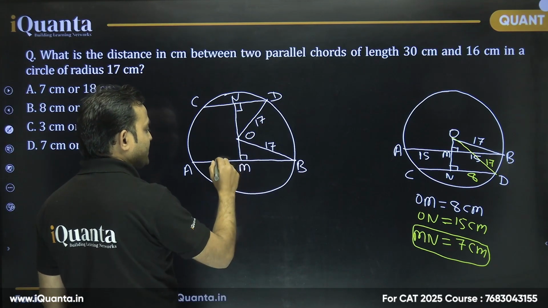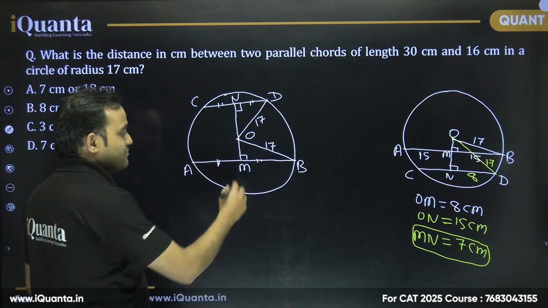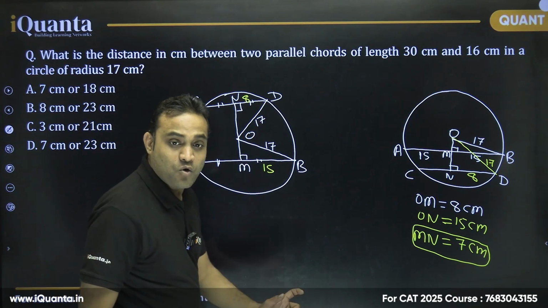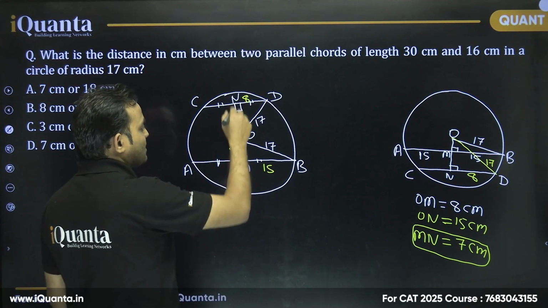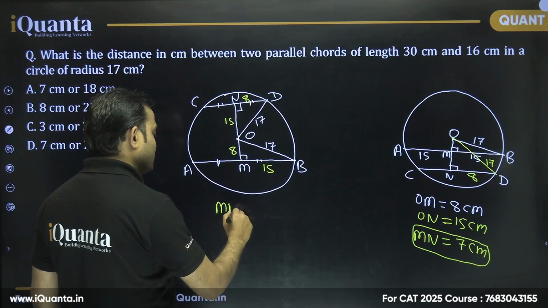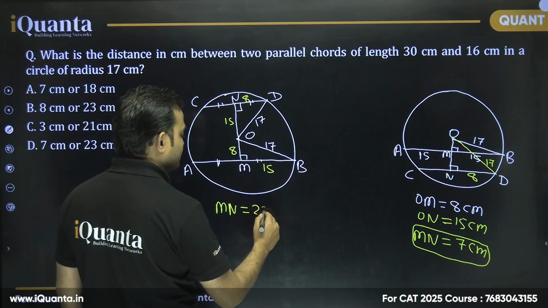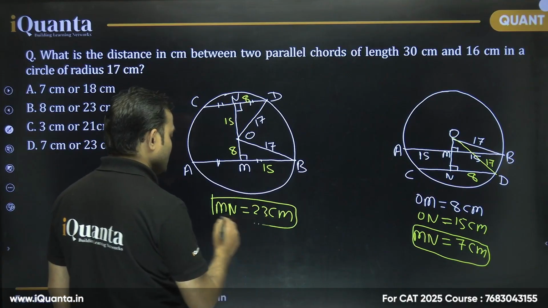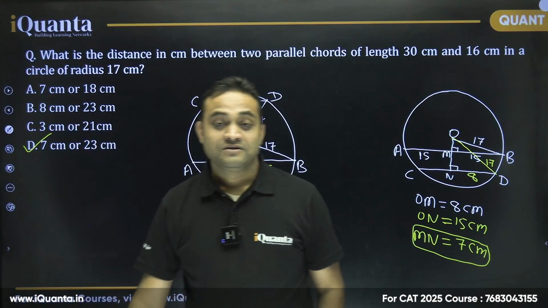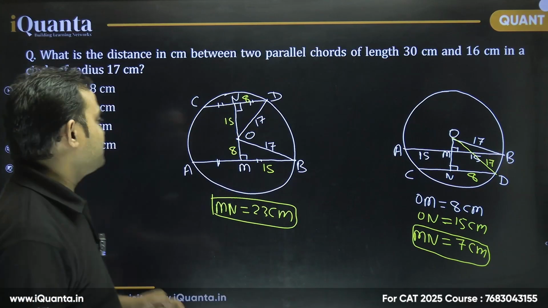So if I draw the perpendicular, it will bisect the chord, as discussed. So in that case, MB will be equal to 15, ND will be equal to 8. Then what will be the length of OM? OM will be equal to 8 and ON will be equal to 15 using the Pythagoras theorem. So in that case, the perpendicular distance between these two parallel lines CD and AB will be 8 plus 15, which is equal to 23 centimeters. And so our answer is option D. The distance between these two parallel lines is 7 centimeter or 23 centimeter.